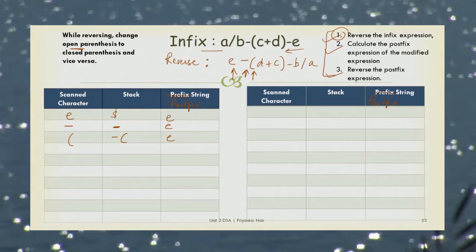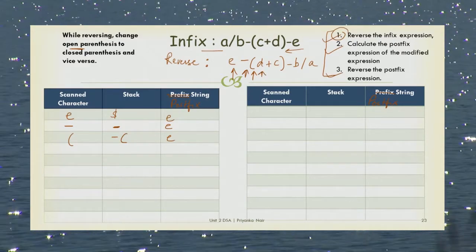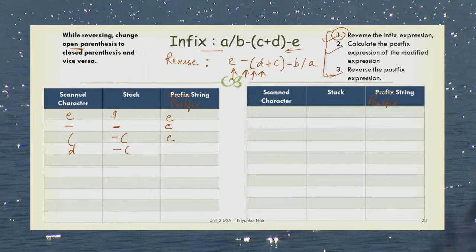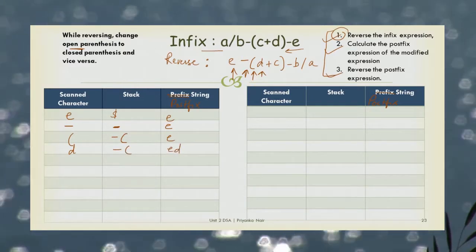The next character to be scanned is D. Since D is an operand, it will be directly pushed on to the postfix string. So I will get ED.